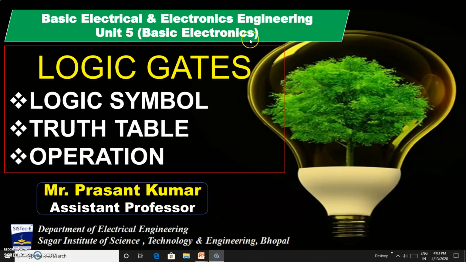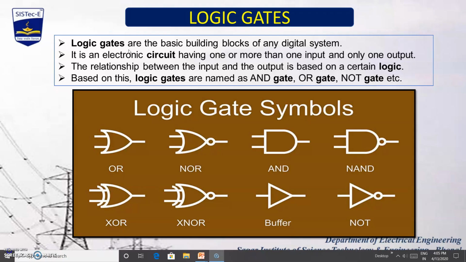In the Basic Electrical and Electronics Engineering series, we are covering Unit 5, that is Basic Electronics, in which today we are going to cover a detailed explanation of logic gates, in which we will discuss the symbol of logic gates, the truth table of logic gates, and we will also discuss the operation of logic gates. So let's discuss logic gates.